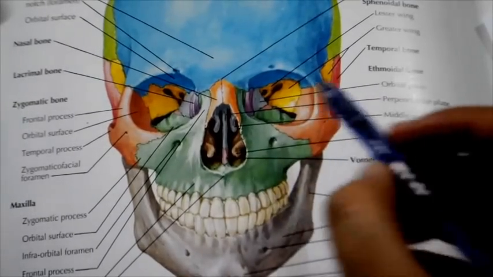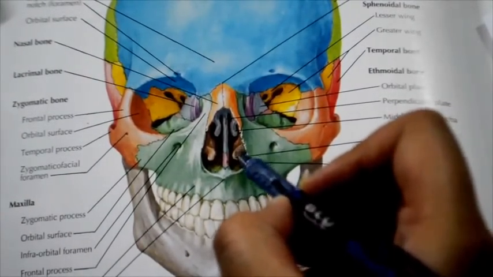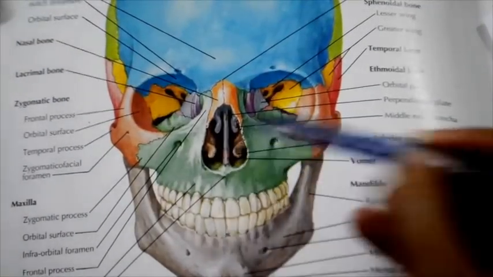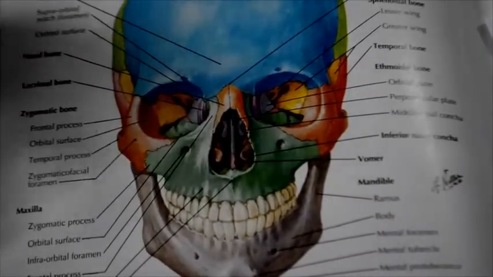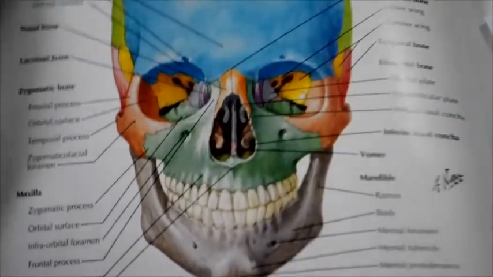Now the inferior nasal concha should be somewhere here. This is the inferior nasal concha, this one inside. These are the bony projections inside the nose, and you'll do it later. This is the inferior nasal concha.